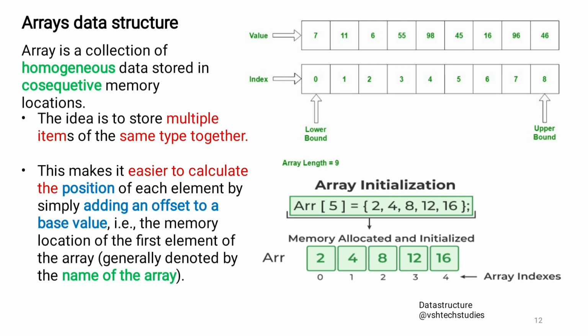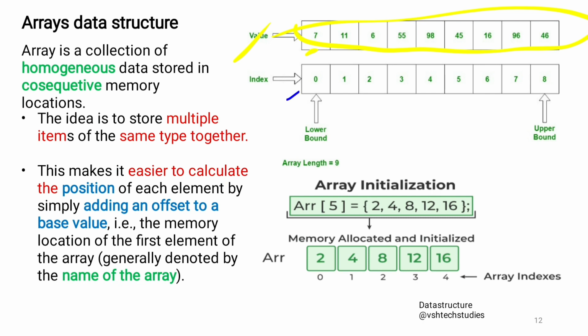This diagram shows an array data structure. Its name is value. How many values are stored here? 7, 11, 6, 55, 98, 45, 16, 96 and 46. These are the values or the data that are stored. How many? 3, 5, 7, 9 values are stored. So in 9 consecutive memory locations, one by one, a value is stored. The whole group is called the value array. The name of the array is value.